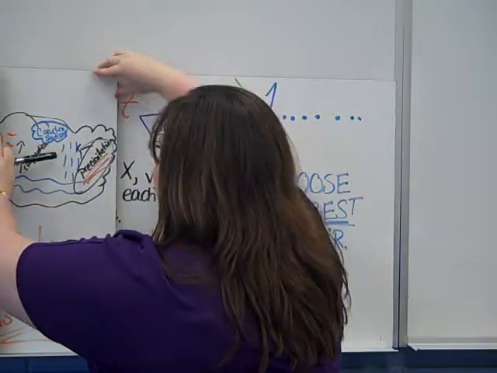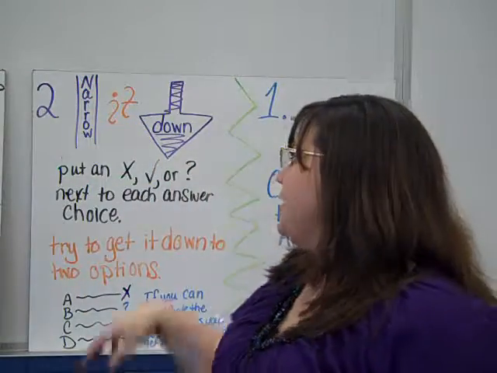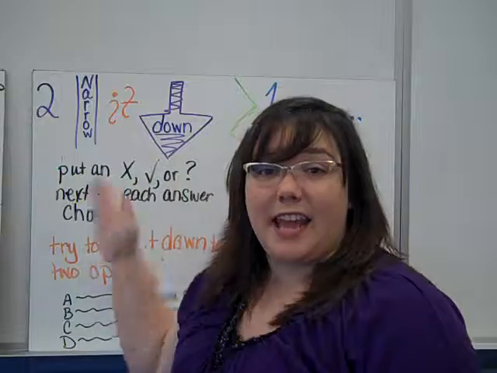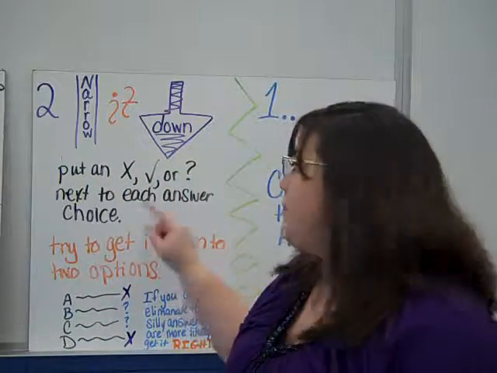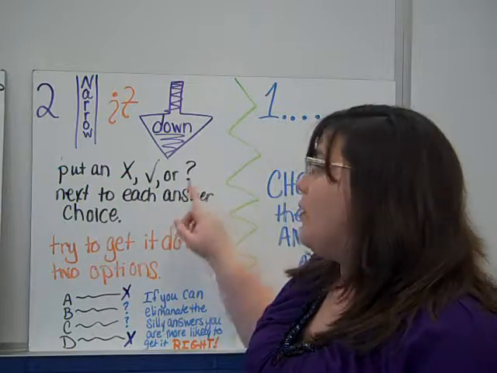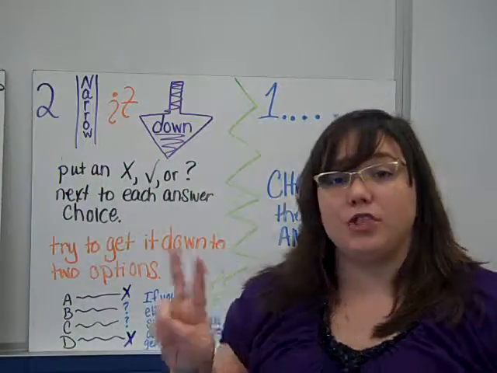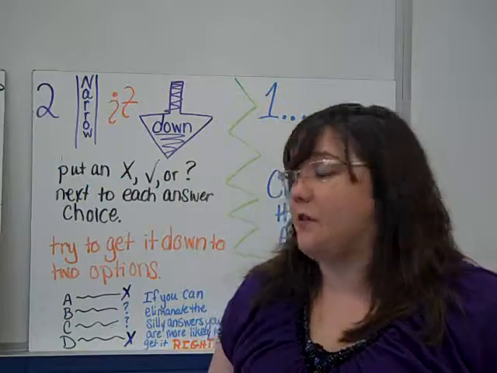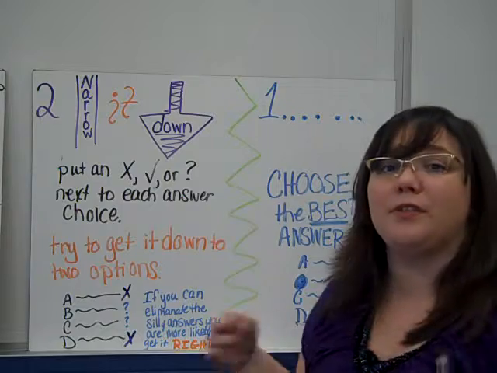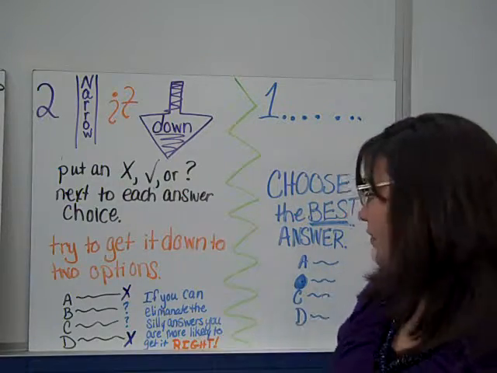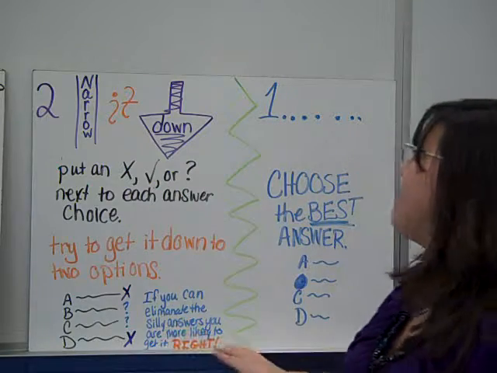Then we move on to our top 2 strategy to be a top score. You need to narrow it down. Even if you've already covered and checked, you need to narrow down your options. Put an X, a check, or a question mark next to each answer choice. You're going to try to narrow it down to 2 options. That gives you a better chance of getting it right. If you can eliminate those silly answers, those things they throw in just to trick you, then you are more likely to get it right. And we're not going to fall for their silly tricks, right?